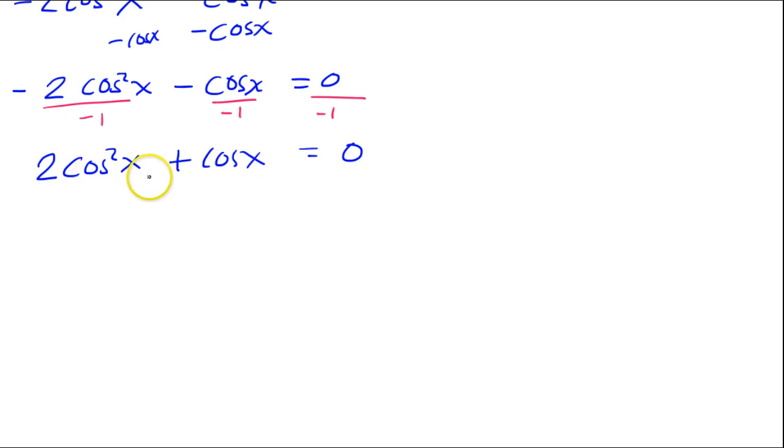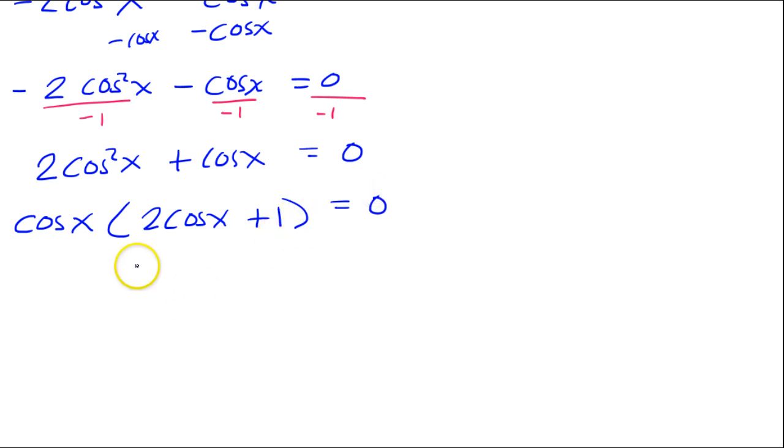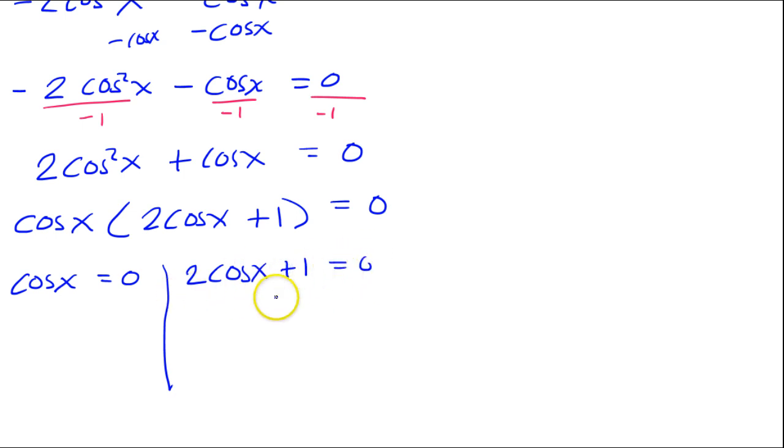Now, the GCF is cosine x, so I'm going to bring cosine x out to the front. That's going to leave behind 2 cosine x plus 1 is equal to 0. So, zero product property, I will set each of these equal to 0. So cosine x is equal to 0, and 2 cosine x plus 1 is equal to 0. Solving this will give me 2 cosine x is equal to negative 1. Dividing by 2 gives me cosine x is equal to negative 1/2.